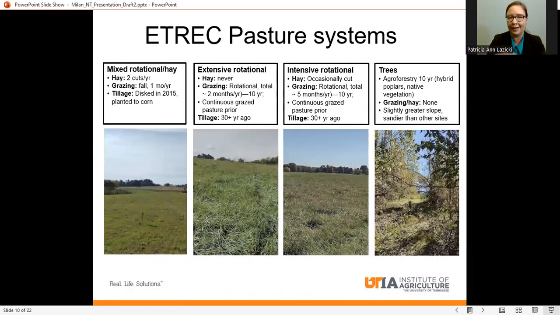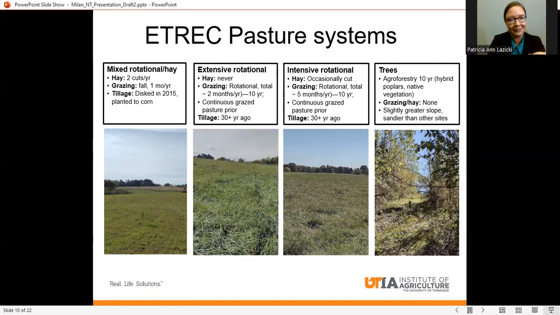At East Tennessee, we had a pasture management comparison. So our first site was a hay field with mixed with rotational, 2 cuts a year of hay, and they bring the animals on in fall for about a month to graze. It was tilled pretty recently, disked in 2015 and planted to corn. Next, we had an intensive and extensive rotational grazing systems. So these have both been under rotational grazing for about 10 years. And then before that, just continuous pasture, not tilled for more than 30 years.